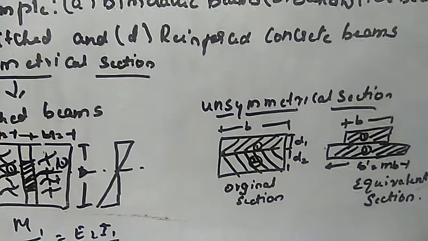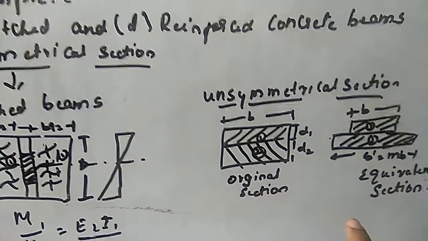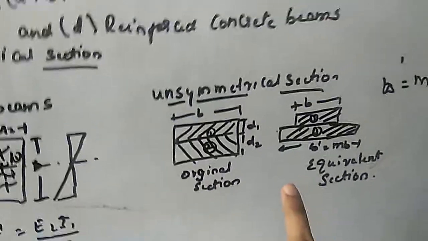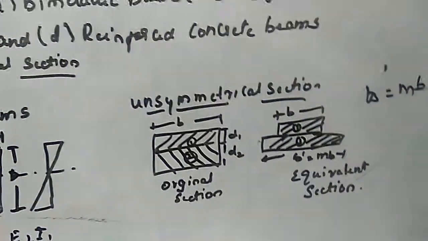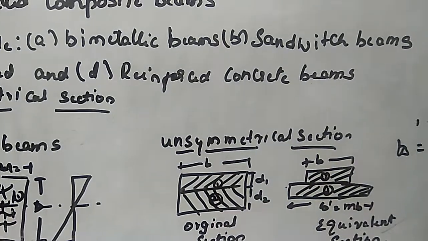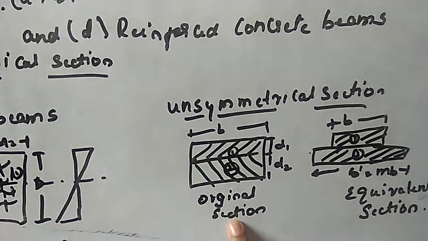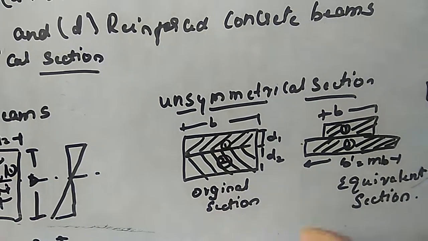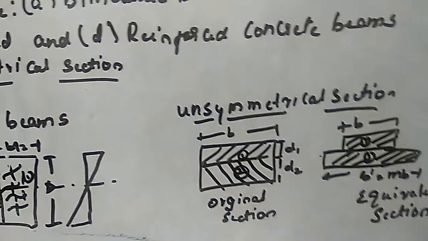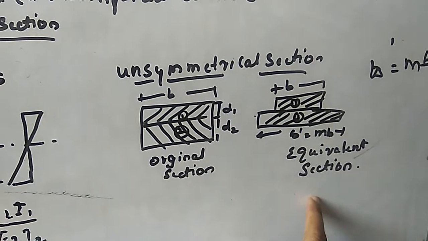The first step is finding the position of the neutral axis of the bending. This is done by the equivalent section. How is this done? To find the neutral axis of the bending, we have to draw the equivalent section of the original section. As you know, I have drawn the equivalent section here.